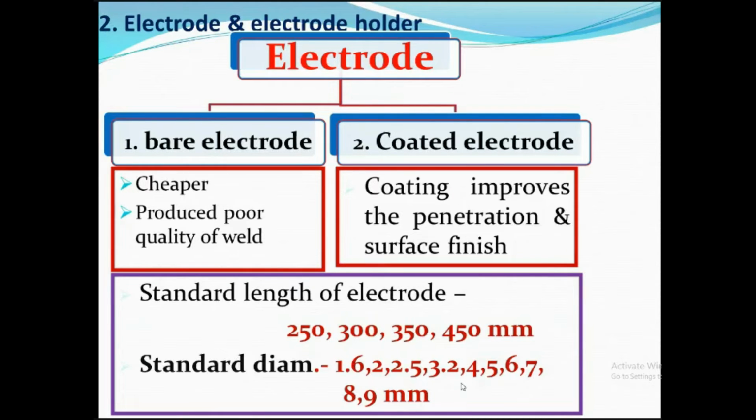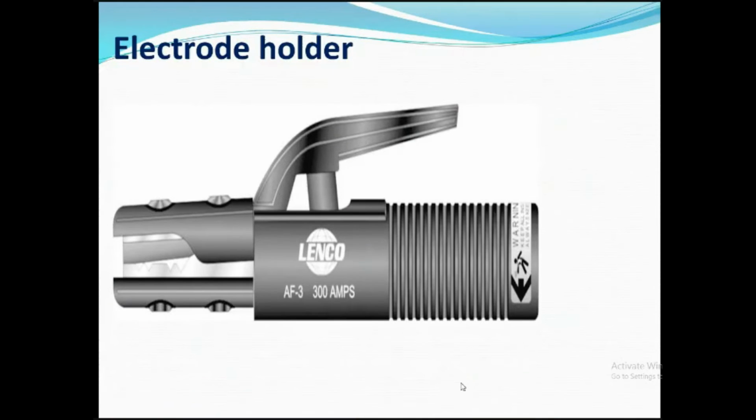In the fabrication shop, we have to see the coated type of electrode. Now see the electric holder.